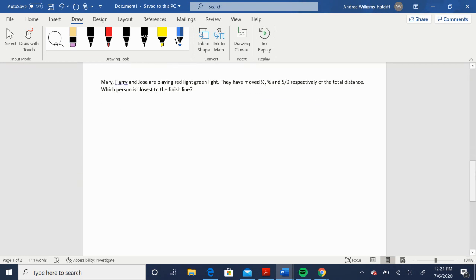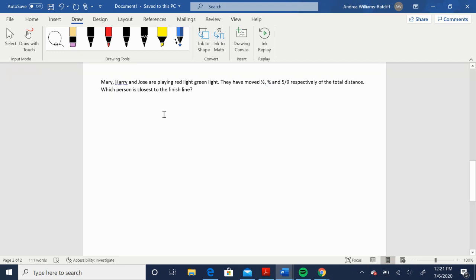Okay, we have Mary, Harry, and Jose are playing red light, green light. They have moved 1/2, 3/4, and 5/9 respectively of the total distance. Now, if you don't know, respectively just means in order. Since Mary came first there, then she's the one that's moved 1/2. Harry came second, so he's the one that's moved 3/4, and so on. Okay, so which person is closest to the finish line?